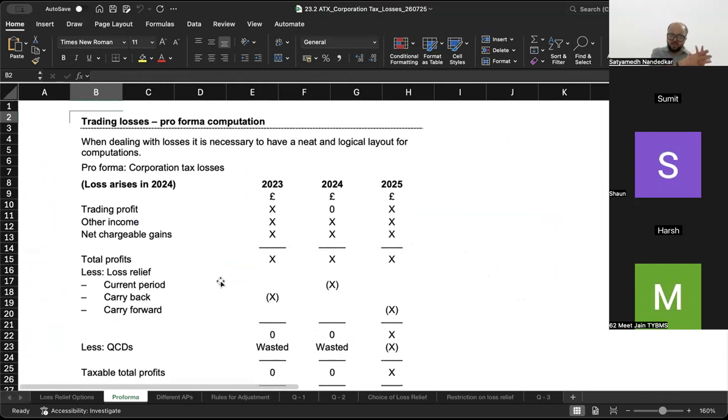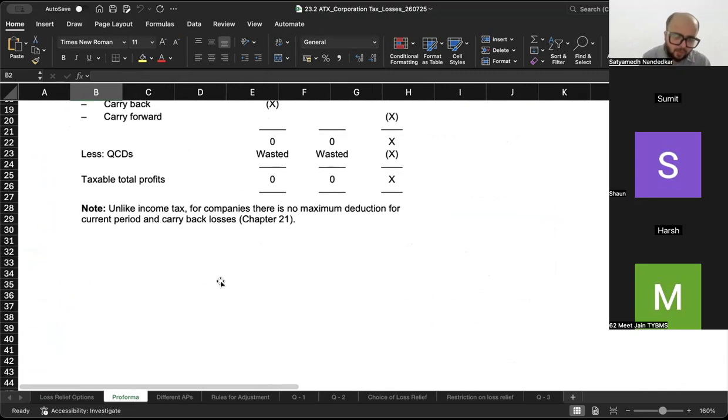You know how the calculations or the adjustment is done. Write down all the profits first. If there is a loss in a particular head, write it as zero. Okay. Then start adjusting with that loss which is the most restricted in terms of adjustment, and then adjust the other amounts. The QCDs will ultimately end up getting wasted because partial claims are not allowed to you.